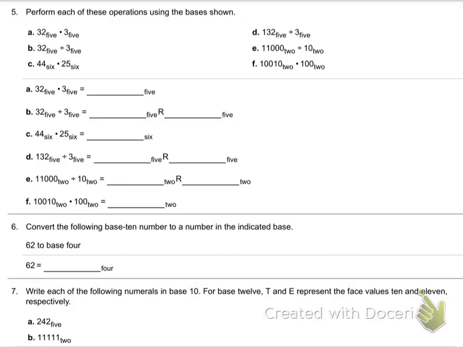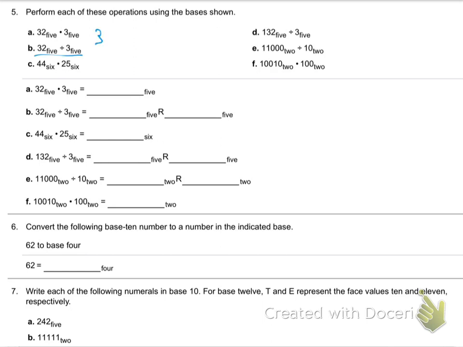Okay, so now we're supposed to what? Is part B divide? It's divide. Part B and D there divide. Okay, so I'm going to have to divide. So 32, okay, this could be a little tricky. So 32 base 5 divided by 3 base 5.